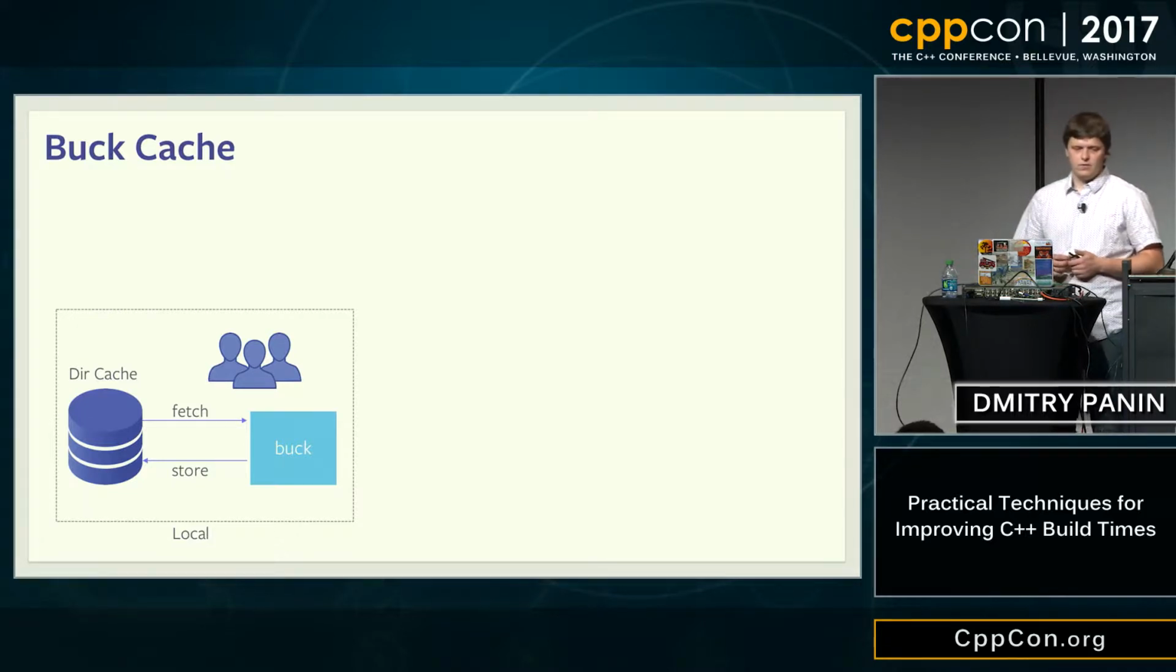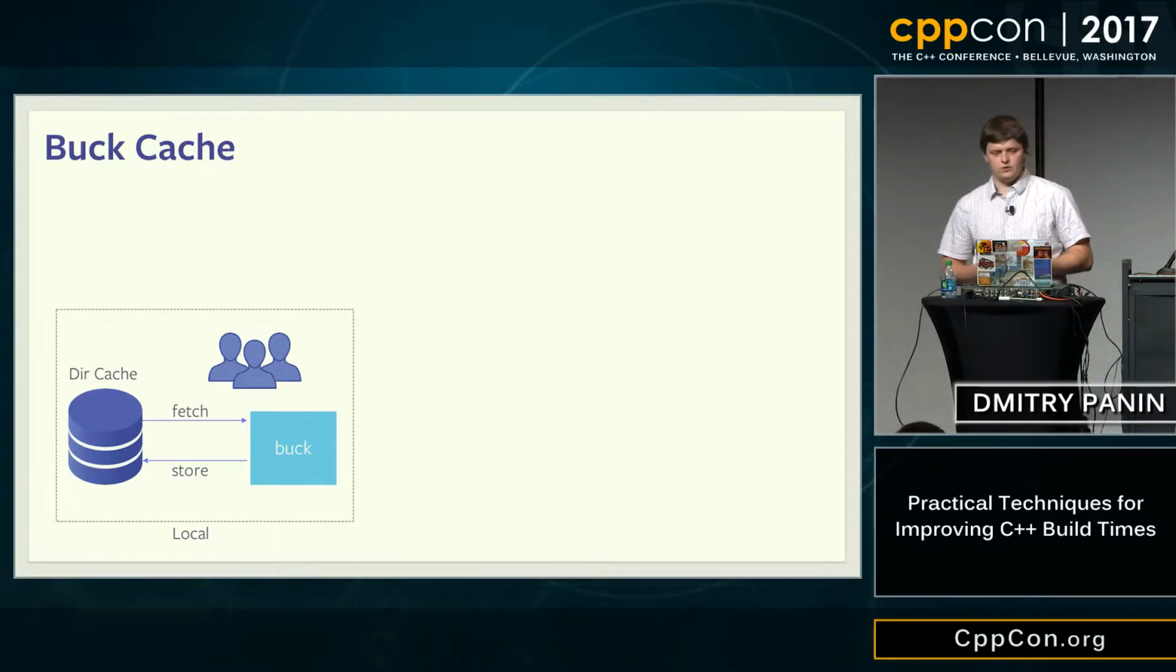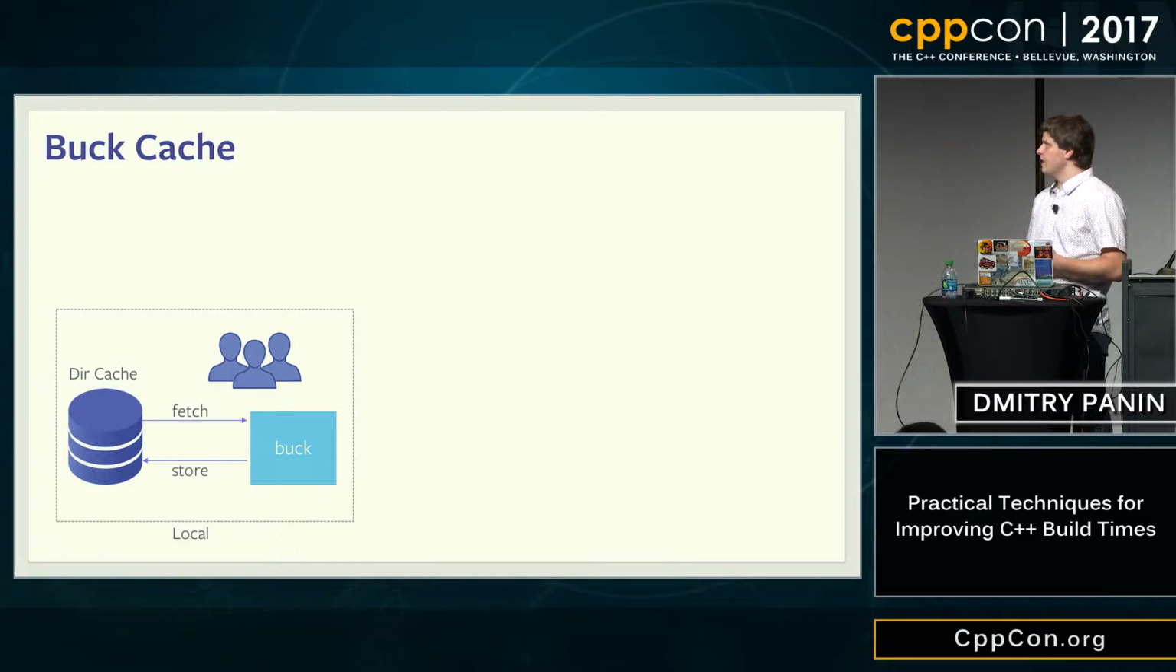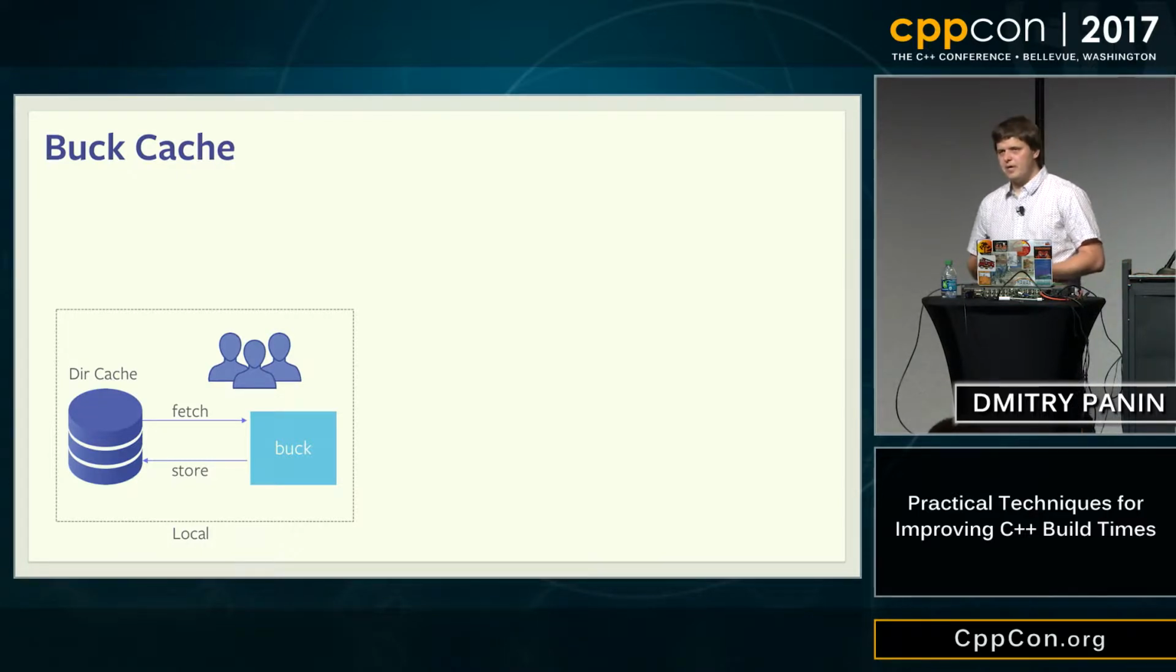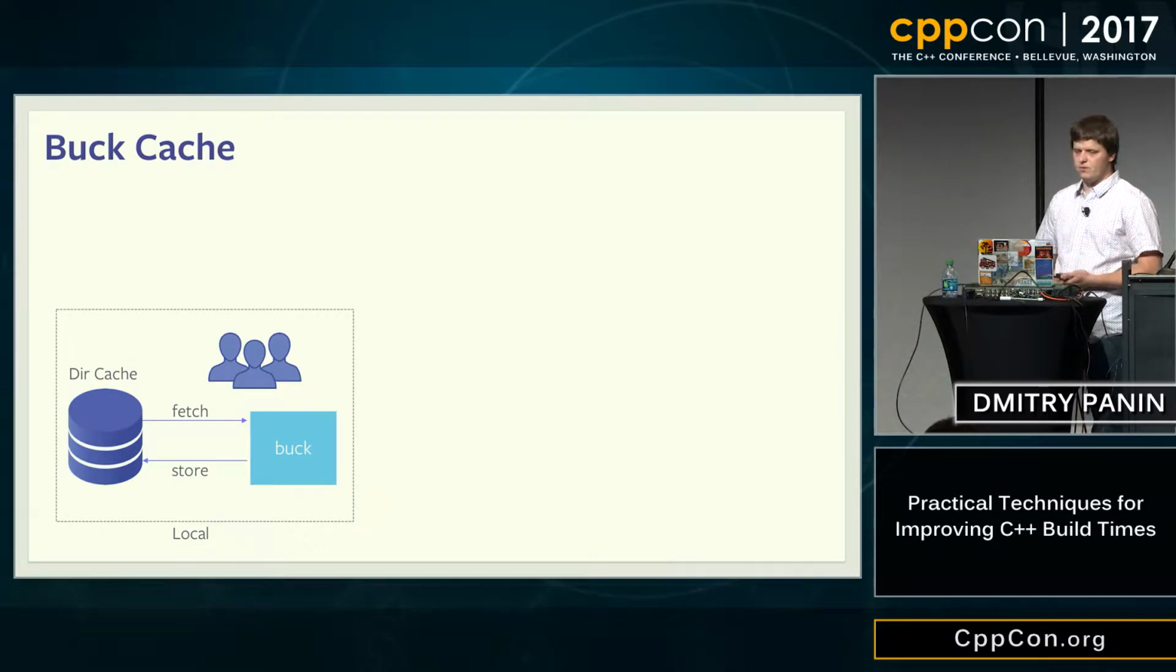Okay, so let's talk about the Buck cache. It has two types of cache. One is the dir cache. It uses a directory on your local machine to fetch and store artifacts. It's useful in things like when you check out a new branch and then go back, or modify some file and revert the changes. But sometimes it does not help. Like if you check out a fresh revision, there is nothing on your machine that will help you, right?